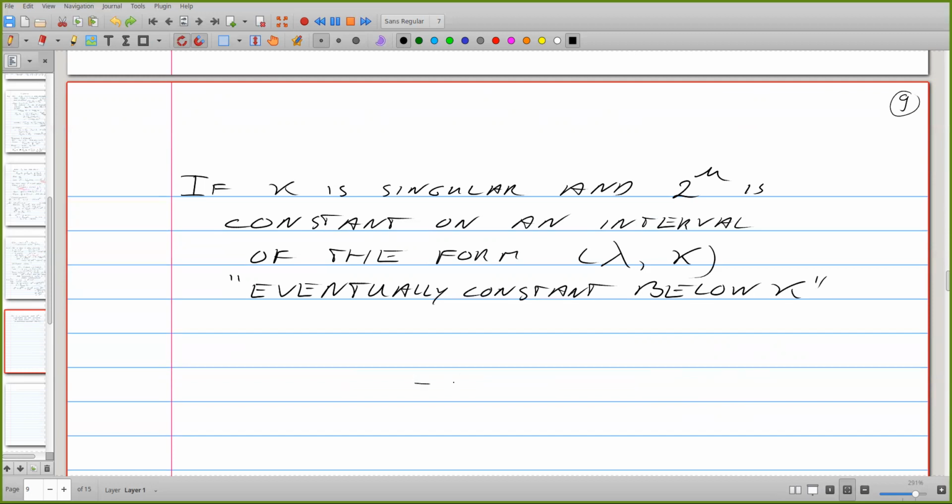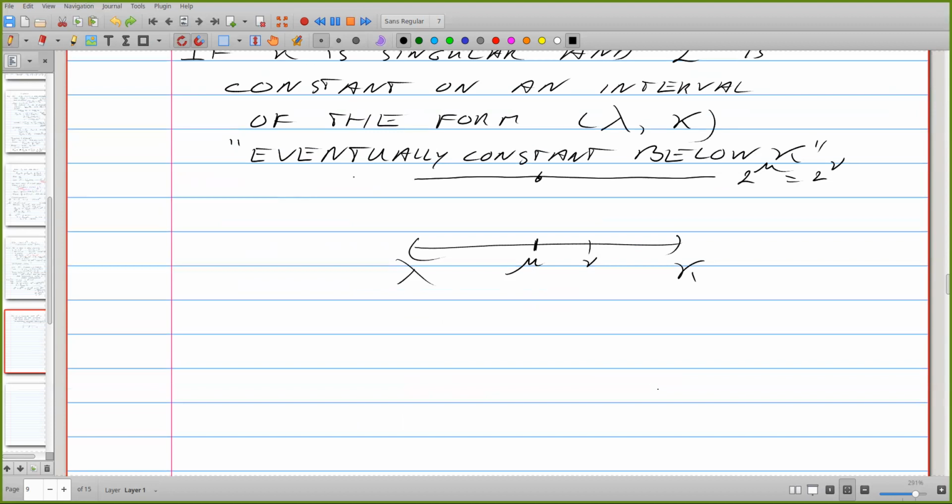So yeah, the graph of the continuum function looks like this. If you have cardinals mu, nu, whatever, below kappa but above lambda, then all the values 2 to the mu are the same. And the result is that 2 to the kappa is equal to that constant value.